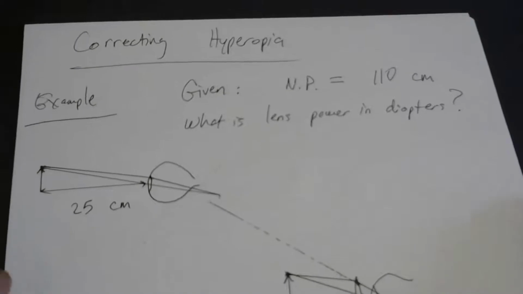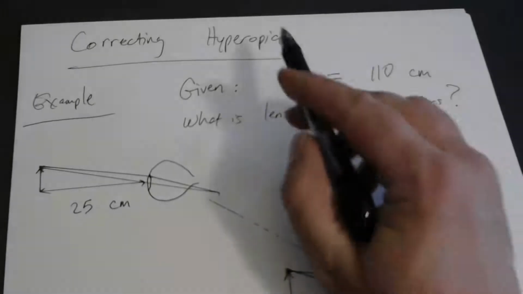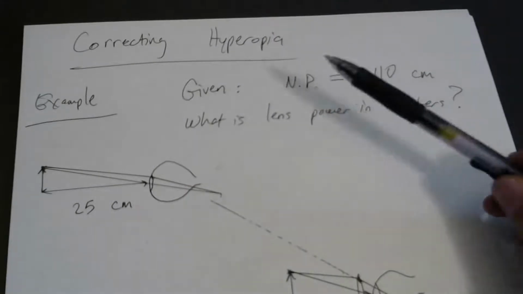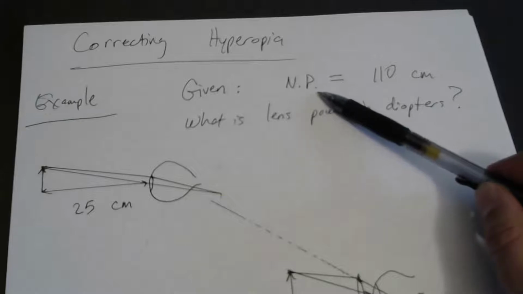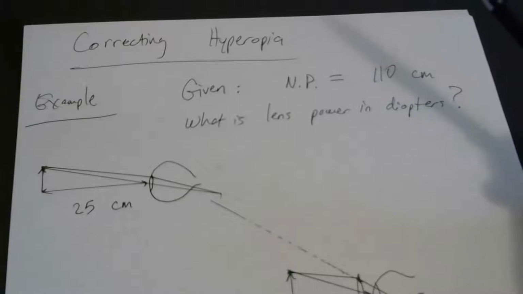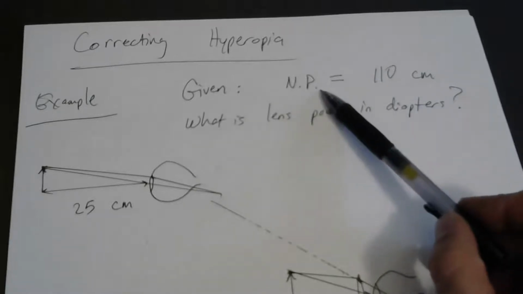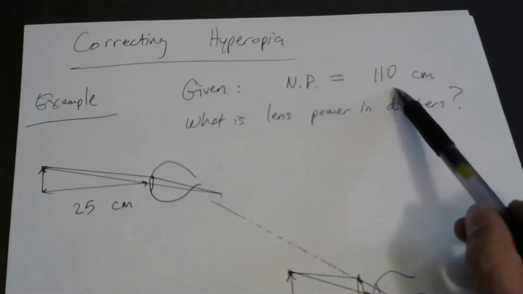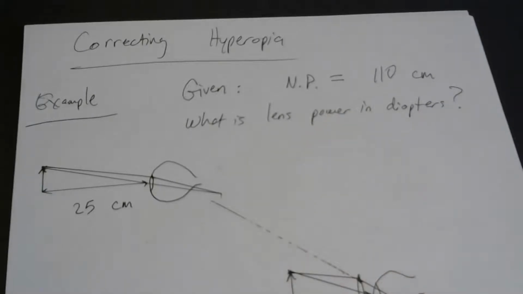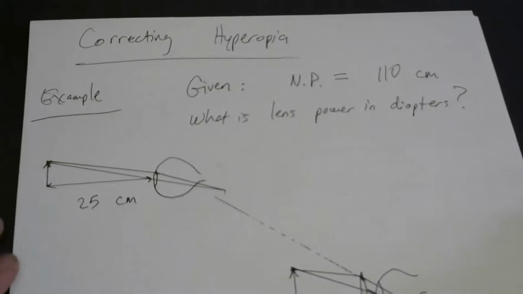Let's take a look at an example of correcting farsightedness, otherwise known as hyperopia. Remember that when you're correcting farsightedness, you need to talk about a person's near point. This person can only focus on objects that are far away. They have trouble focusing on objects that are close to their face. So the relevant number is what's the closest they can get before they can't focus anymore. That would be the near point. A normal eye would have a near point of something like 25 centimeters. Because this person is farsighted, their near point is way out at 110. They cannot focus on anything closer than 110 centimeters without a corrective lens.